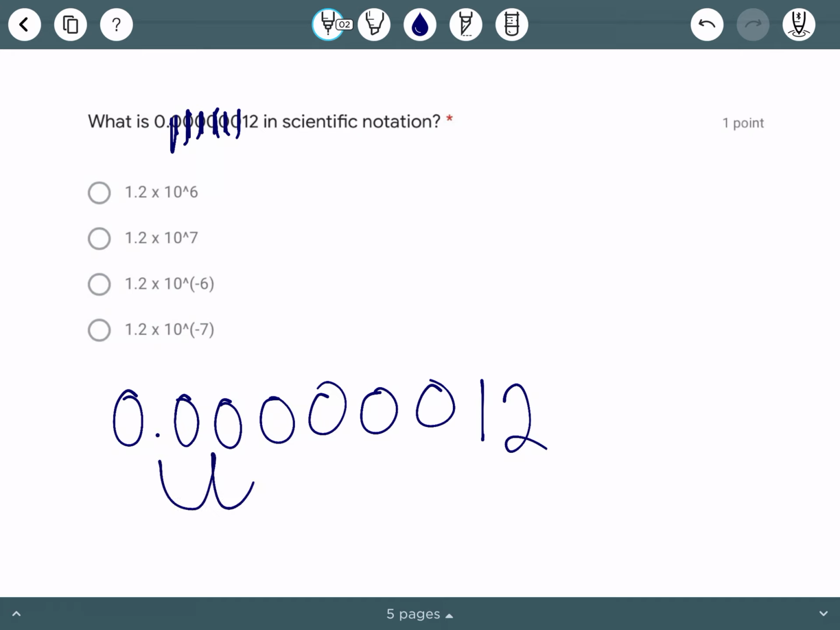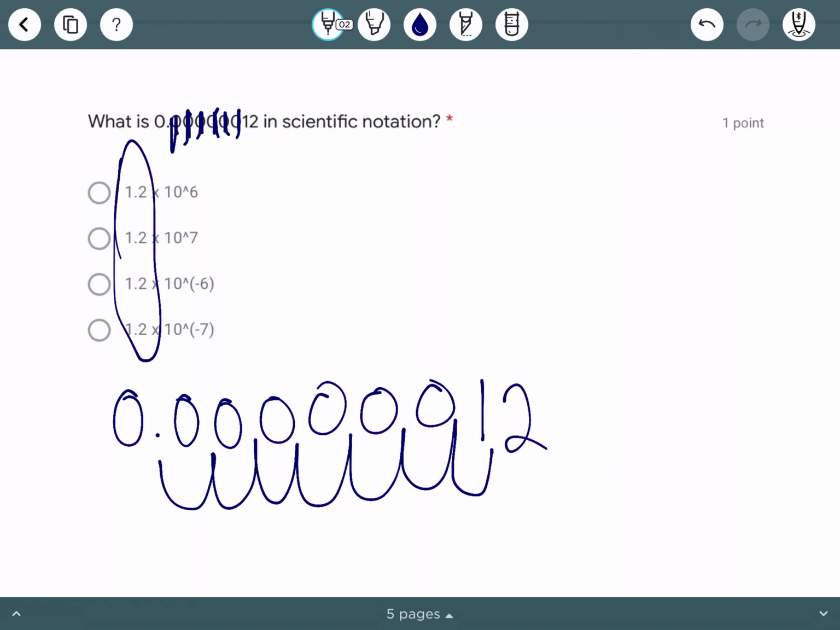So we know we have to move that decimal back until we have a leading digit that is greater than or equal to 1, but less than 10. And we know the leading digit has to be 1.2 because there's no other option. Now you need to determine which of these powers of 10 it's going to be. And you're going to determine that based on how many times we moved the decimal.